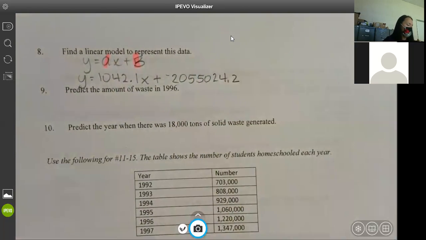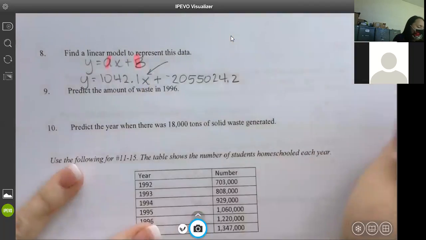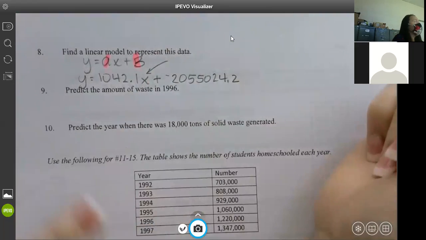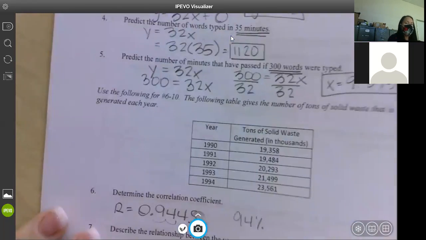What did x represent? Read it one more time. Here's your chart. Look at your chart. What did x represent?